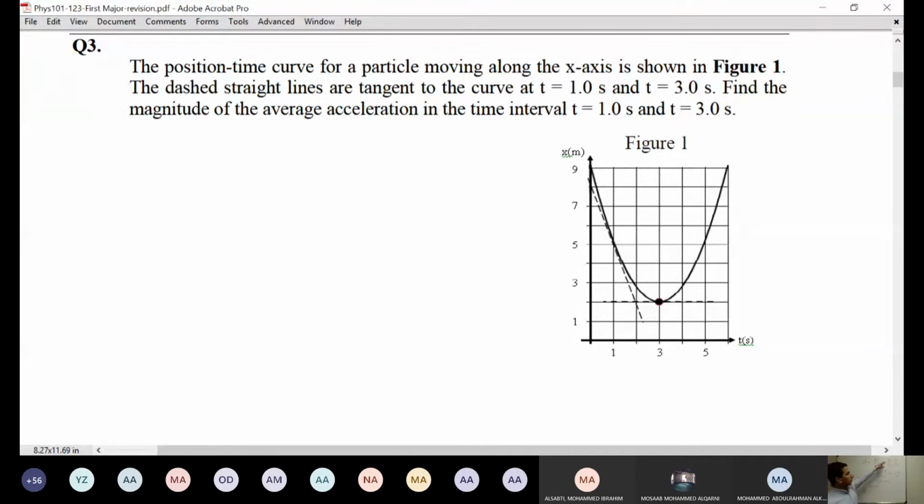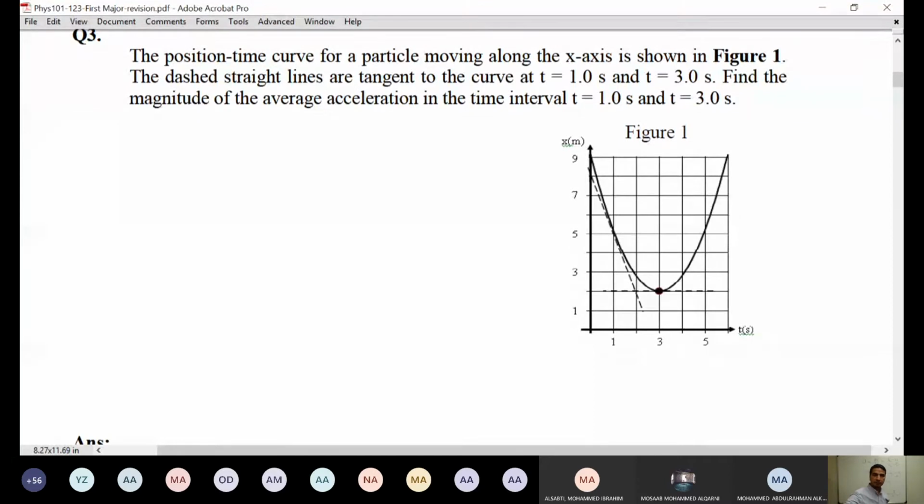Okay? So it is going to be V2, which is 0, minus V1, which is 3, minus 3. And here you have T2, which is 3, and T1, which is 1 second. So 3 divided by 2, and then it is 1.5. So the magnitude of your acceleration is 1.5 meter per second square from the graph.